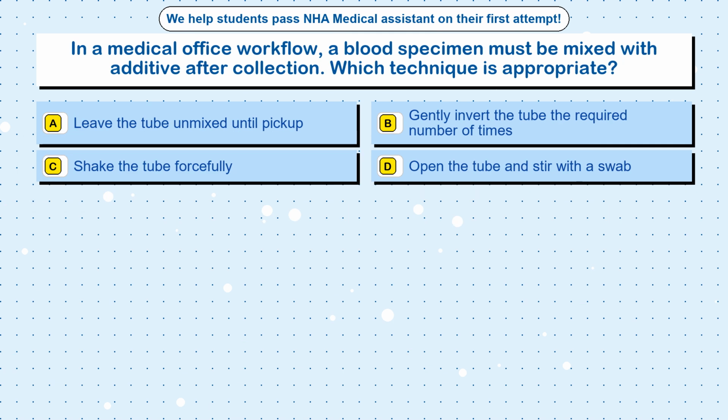Question 59. In a medical office workflow, a blood specimen must be mixed with additive after collection.